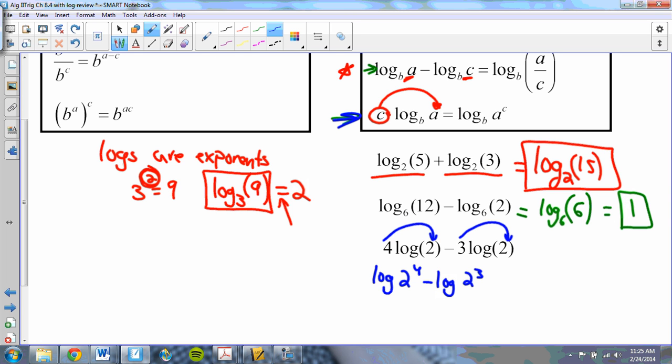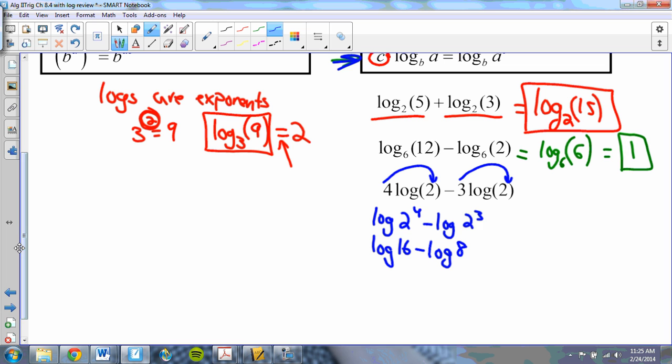What's the number that you don't see on the log? 10, base 10. Yeah, we didn't get there, did we? Base 10. So this means that the log of 16 minus the log of 8. Well, the final property is that subtraction turns into division. So now it's log base 10 of 2.